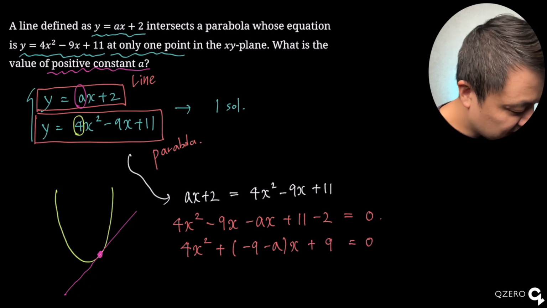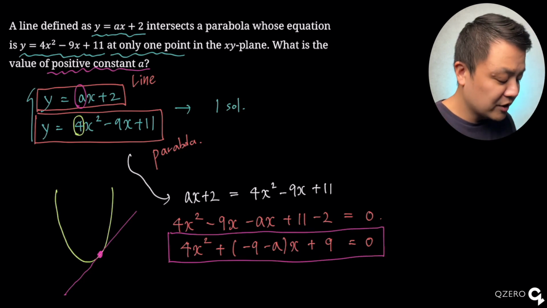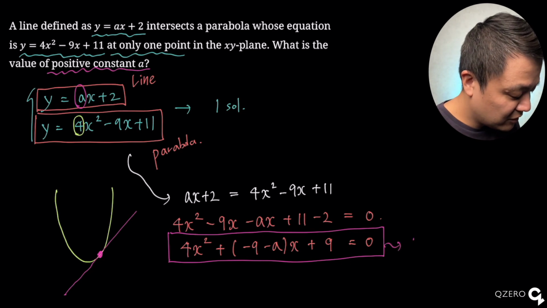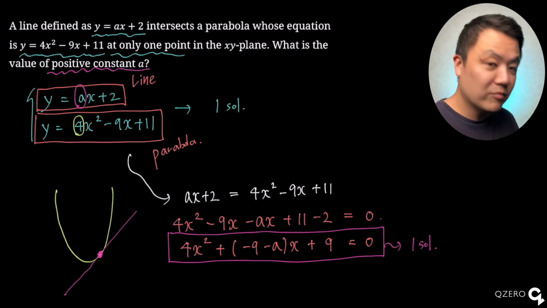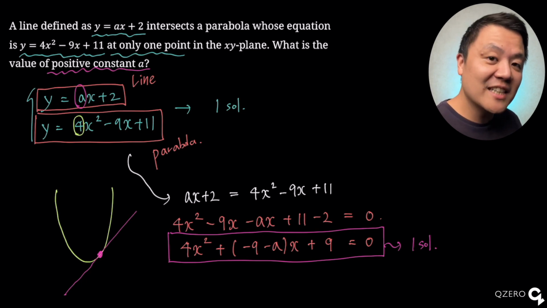Then take a look at it. What we have here is just a simple quadratic equation in its standard form. And this quadratic equation is also supposed to have only one solution. And here comes the discriminant. What is the discriminant?